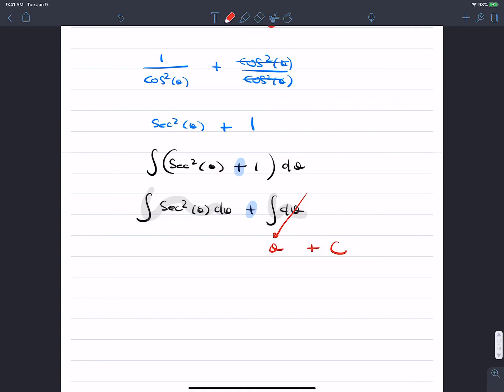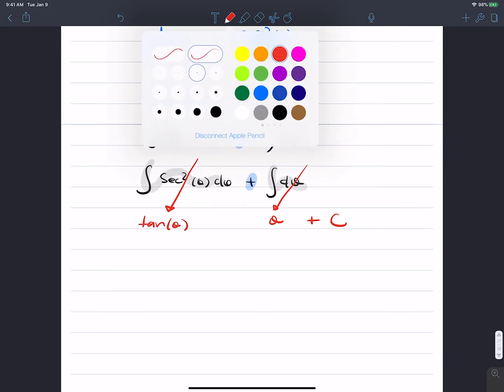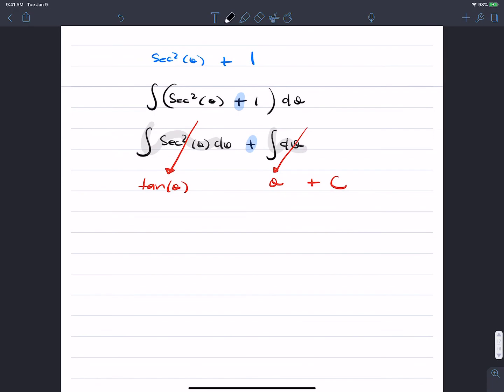Now we need to know what the integral of secant squared theta was. Remember, we talked about this earlier, that when we differentiate tangent, we get secant squared theta. So the antiderivative of secant squared theta is actually tangent theta. So putting this together, tangent theta plus c is our final answer.